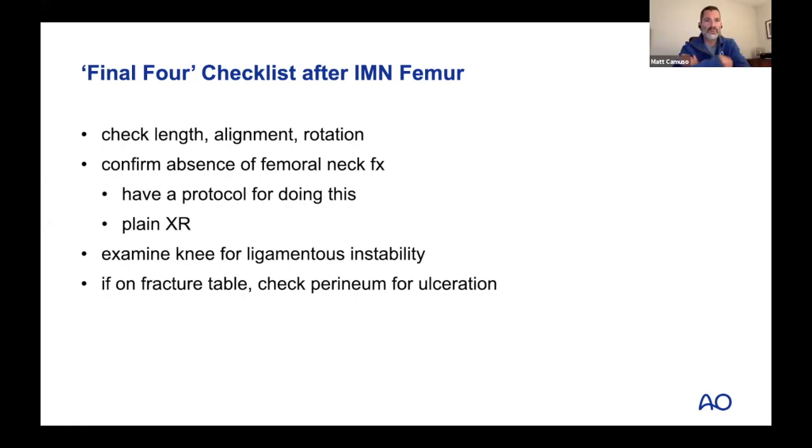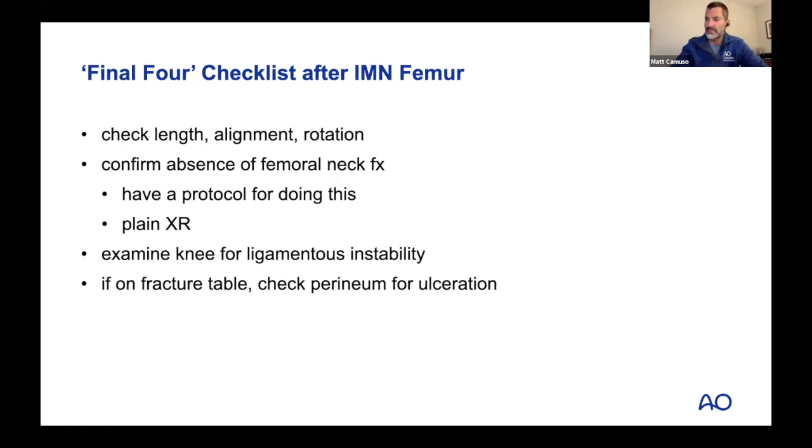We all have protocols for making sure that there's not a femoral neck fracture, and confirming the absence of that should be based on whatever your center's protocol is, whether it's plain films at the end of the case, or fluoroscopic views, or a combination of the above, or a postoperative CT scan, whatever it is. Making sure that there's not a femoral neck fracture is key. Examining the knee afterwards will avoid missing ligamentous injuries.